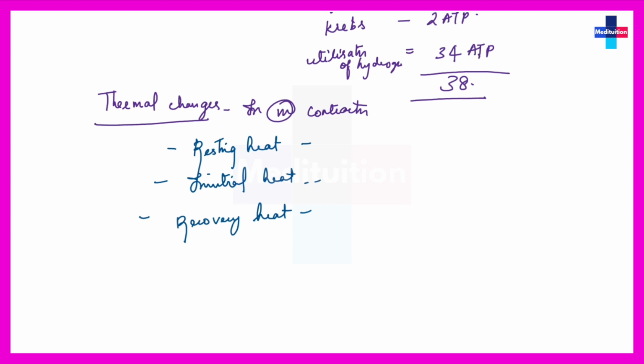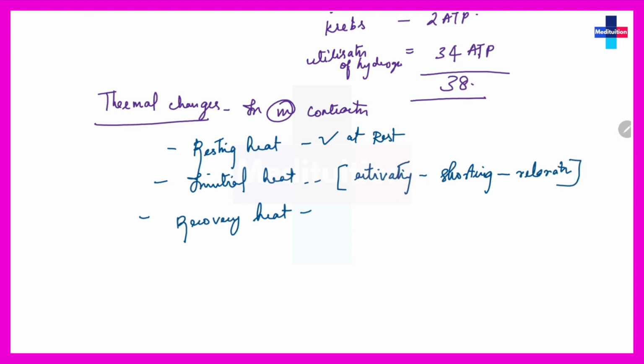In rest heat, it is the heat which is produced while you are sitting. If you are in a sitting mode and you contract your leg muscles, and if you are sitting in a chair, that also produces heat, right? That is your resting heat. Now your initial heat has 3 steps in it. While activating your muscular process, there will be heat. While shortening your muscle, muscular contraction, there will be heat. And by relaxation of your muscular process there will be heat production. That is what gives our initial heat.